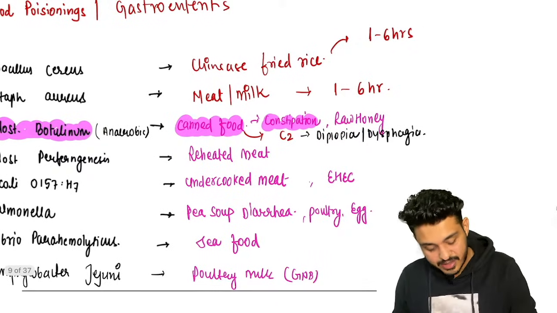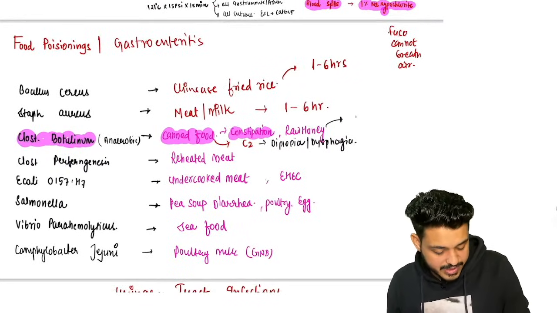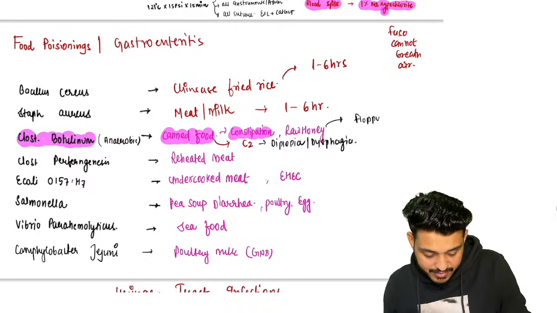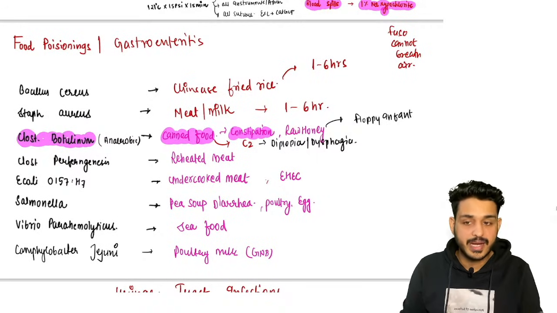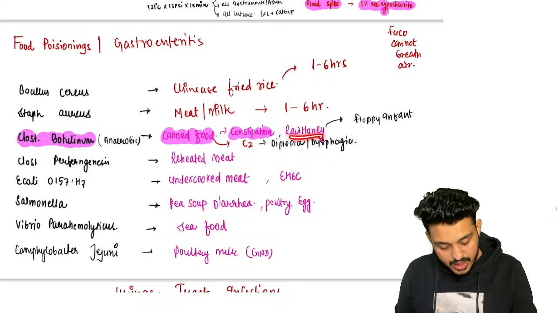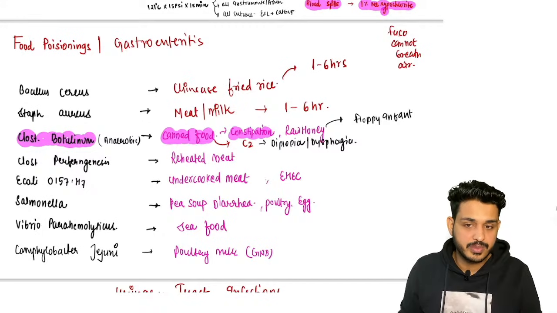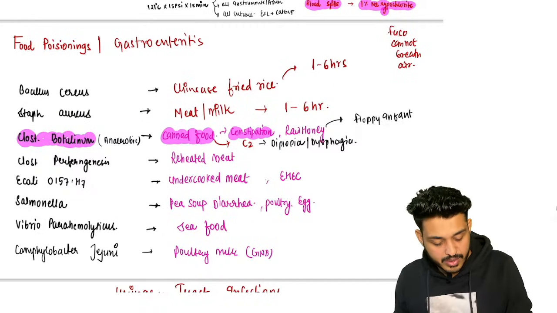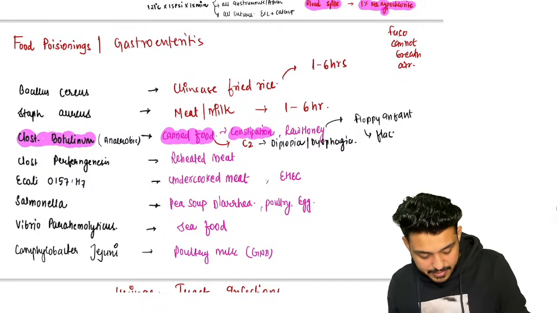Raw honey ingestion can lead to what? Floppy infant syndrome. This can also enter through raw honey. Raw honey might have Clostridium botulinum spores. This can lead to floppy infant syndrome, also known as what happens in the baby. The baby will have flaccid paralysis.